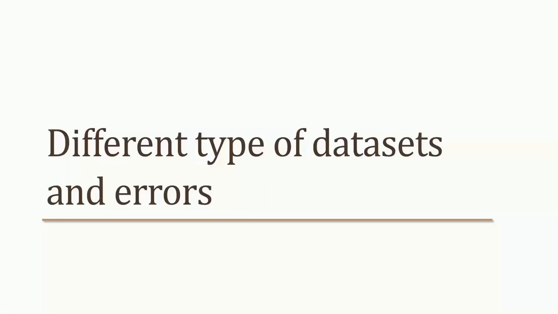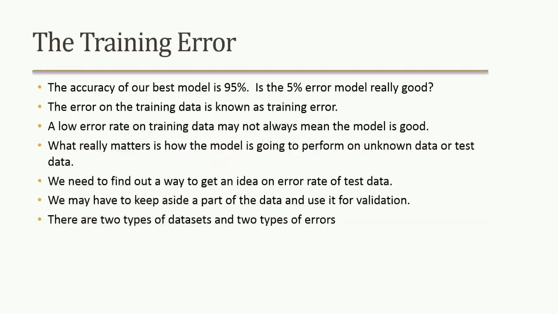In reality, there are two different types of data sets and two different types of errors when we look at it from a model building point of view. So till now, whatever data we used, the input data for building the model, is called the training data set, and the error that we have been calculating is the training error. So we have an accuracy for the best model of 95%, and we have an error of 5%. Now, is that model really good? Yeah, on the face of it, it looks like a really good model.